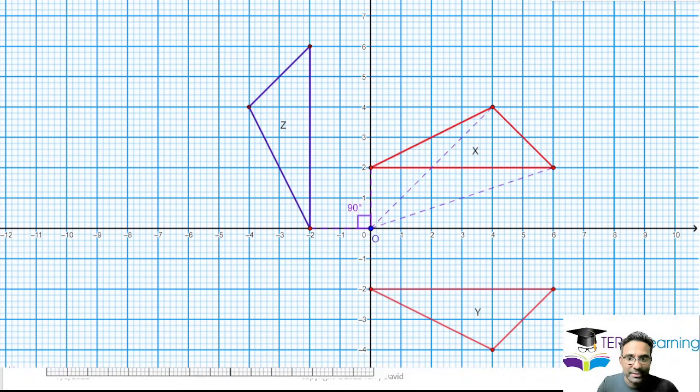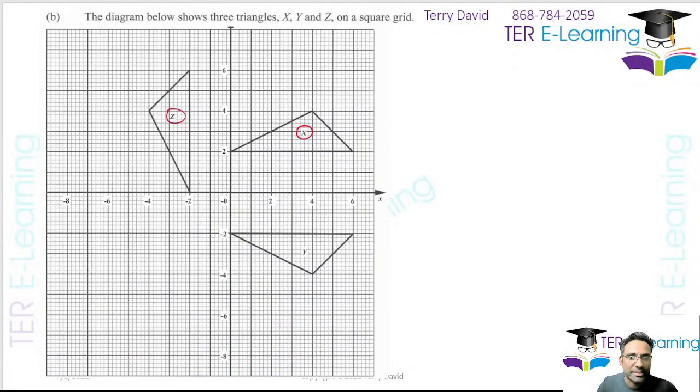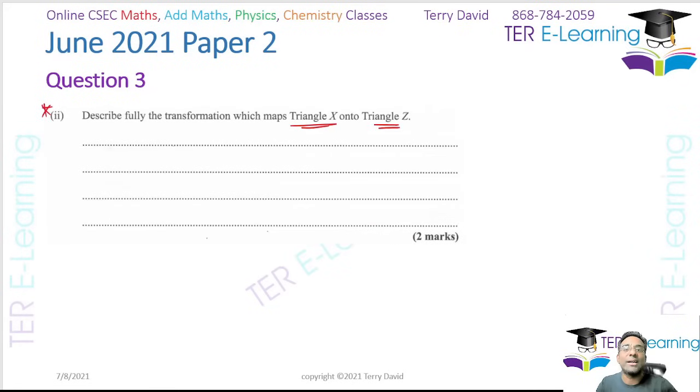Now, the question asks us, so let's just move this here a sec. Let's go to the question. It says, describe the transformation fully.